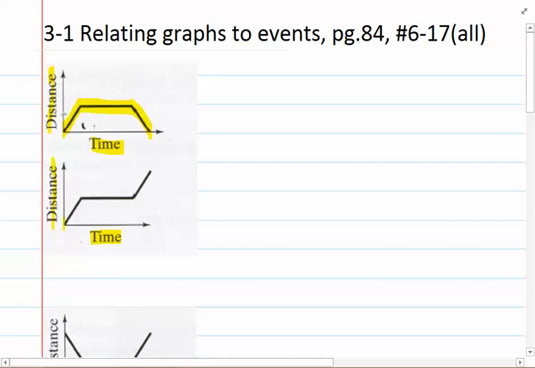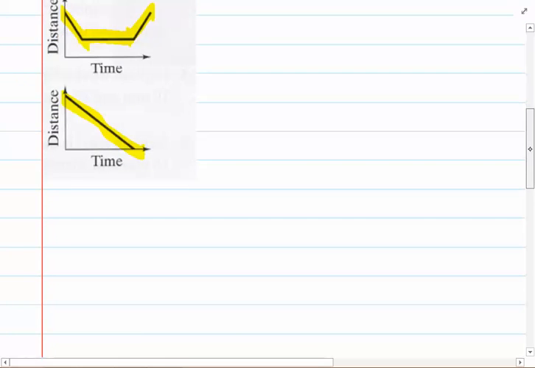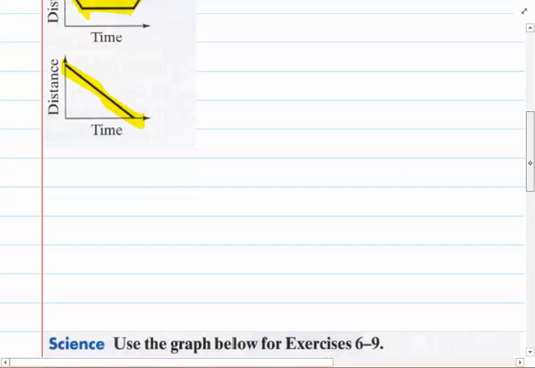Your distance is going up, and then you take a break over time, and then your distance goes up again, or maybe you're walking some more. And then lastly, these two: you start from a certain distance, and then you're going backwards here, and then taking a break, and you're going back to where you started. And this is where you have a certain distance and you're walking back, and as time goes by, your distance becomes 0. Okay, so that's an example of graphs and events.